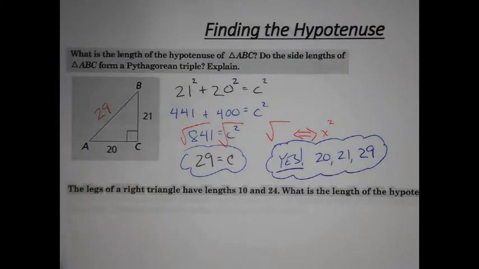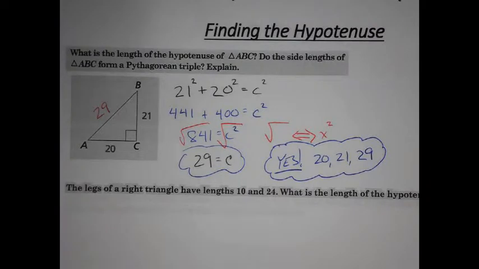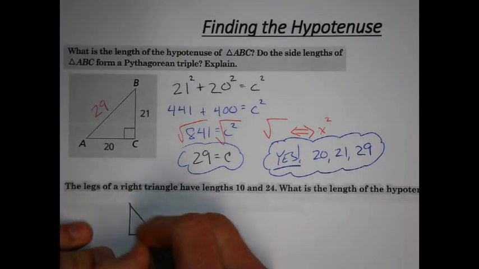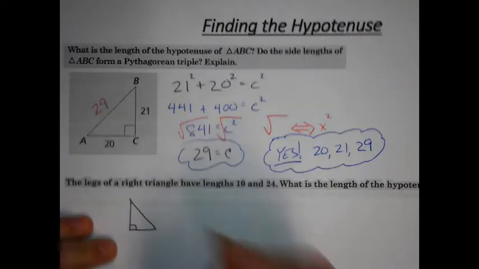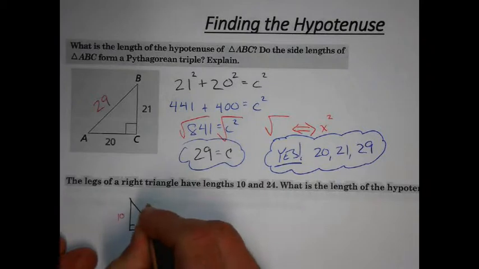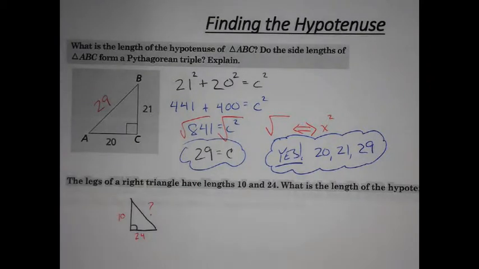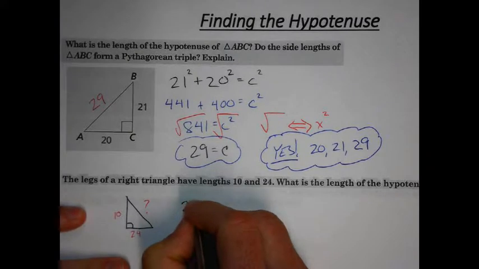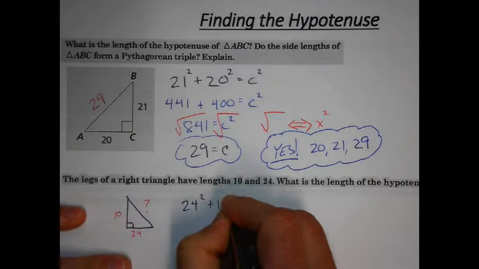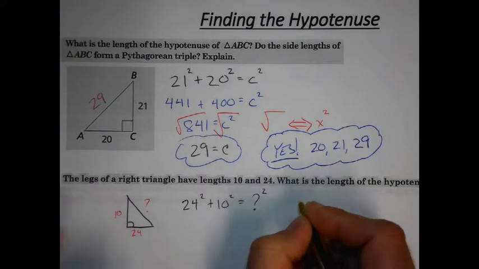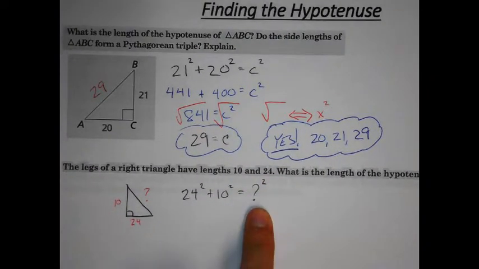The legs of a right triangle have lengths 10 and 24. What's the length of the hypotenuse? Well, we have legs, right triangle. The lengths of our legs are 10, 24. What's the hypotenuse? Okay, so let's set it up the same way. We know from the Pythagorean theorem, 24 squared plus 10 squared is equal to C squared. How about this? Question mark squared. All we know is we're looking for the hypotenuse. Doesn't matter what we call it. So let's do some math.